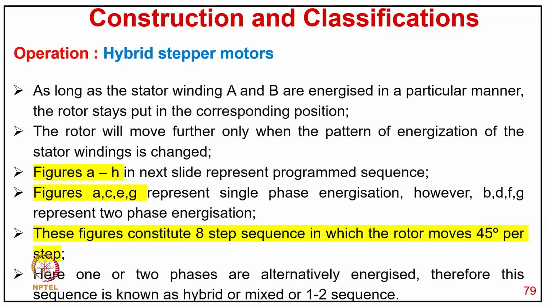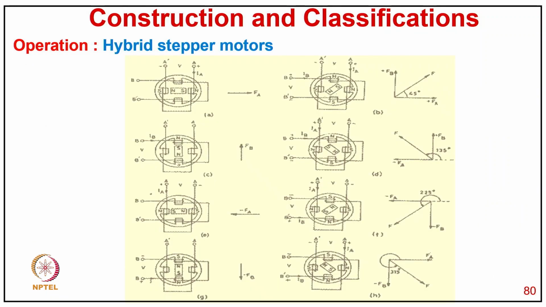So you can have single phase excitation at a time or two phase excitation, and these figures show 8 steps in which the rotor moves 45 degrees, and here one of the two phases is alternately also energized. Therefore, the sequence is hybrid or mixed of the two. So you can see clearly the excitation of one phase, or excitation of two phases, or alternate excitation, typically of one phase, then two phases, and then one phase.